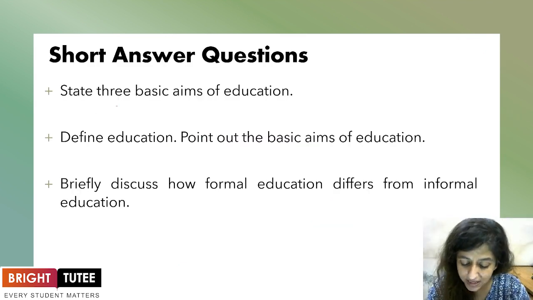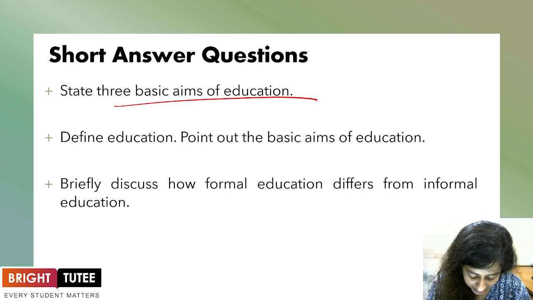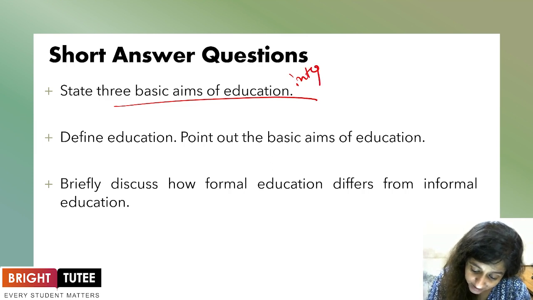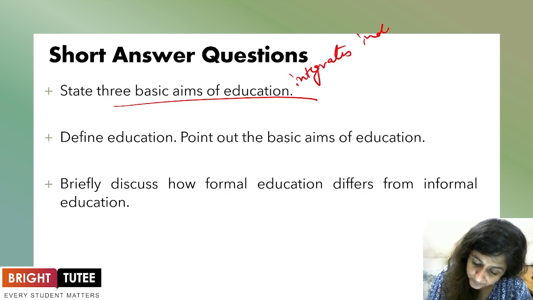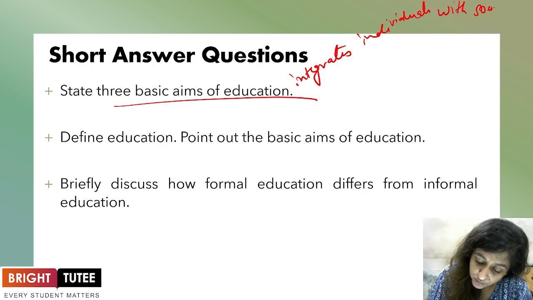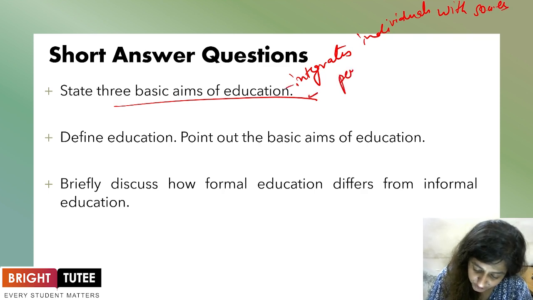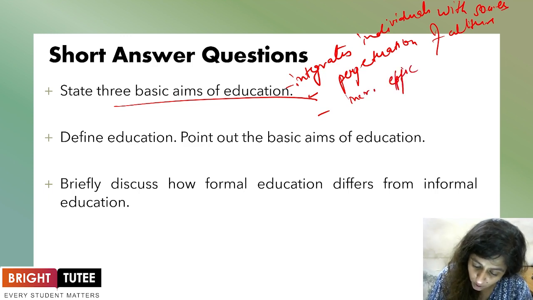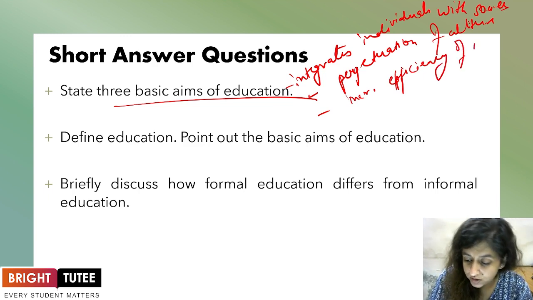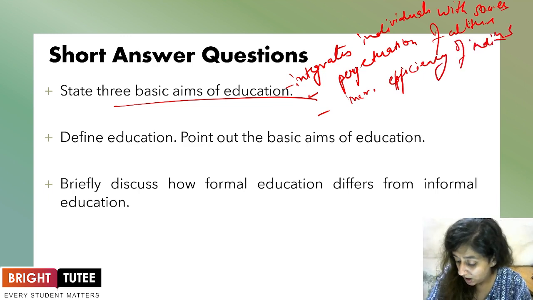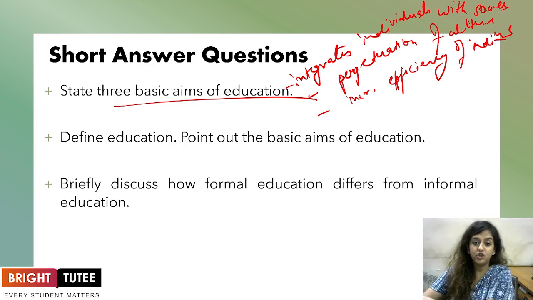Moving ahead to the 3 basic aims of education, you may write about any 3 basic aims, but the main ones that they talk about are that it integrates individuals with society, the perpetuation of culture, and the increasing efficiency of individuals. All of these are the main aims of the education system.